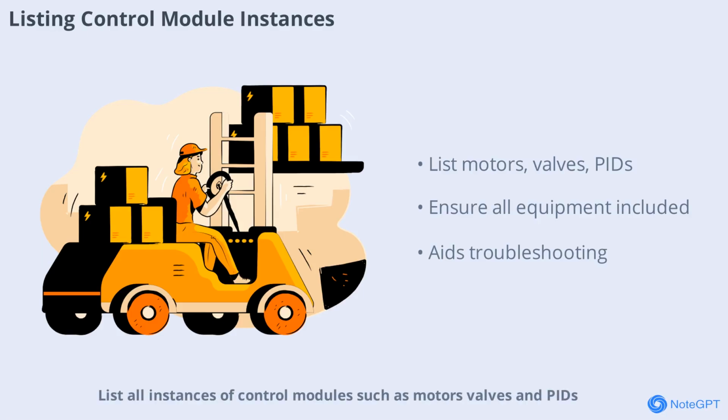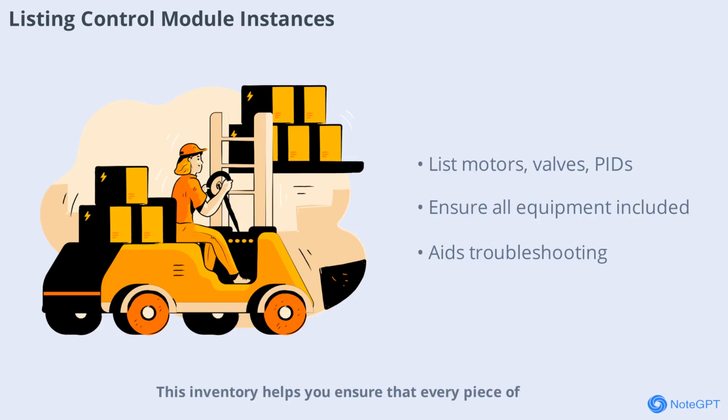List all instances of control modules such as motors, valves, and PIDs. This inventory helps you ensure that every piece of equipment is accounted for and properly configured in the project. It also aids in troubleshooting and future maintenance.